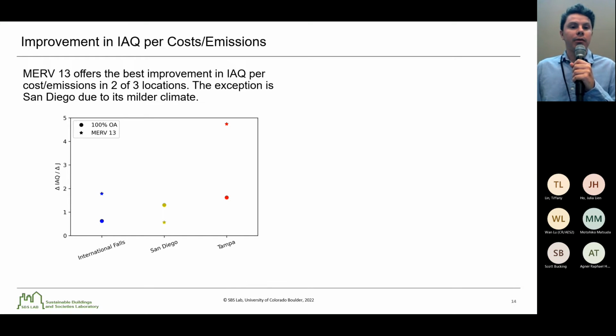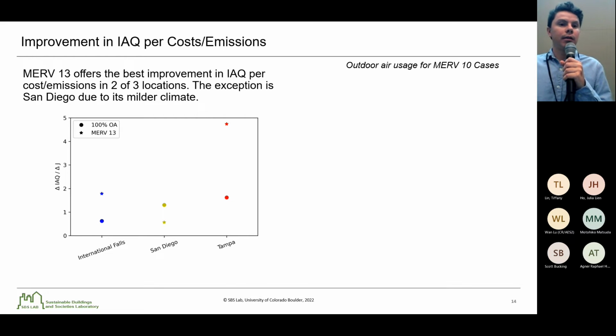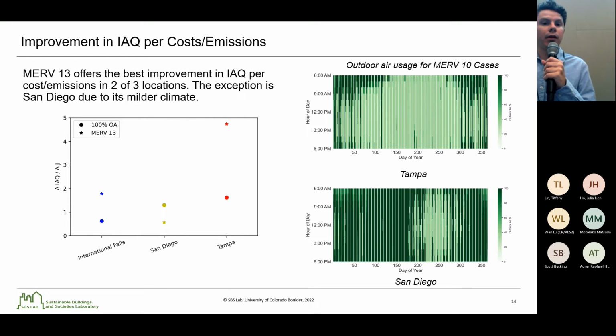But we notice actually in the milder climate of San Diego that 100% outdoor air has the better improvement. And this is because in this climate, you can actually get away with using a lot of outdoor air without too much energy penalties. And so this is an example for the MERV 10 cases to show the dynamic usage of outdoor air in these two climates for kind of economization for these cases.